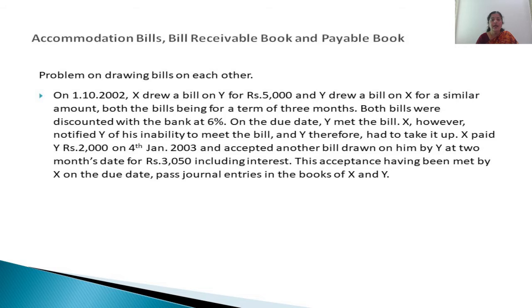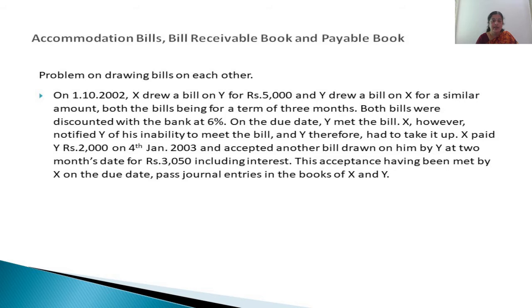But on the other hand, what happened to the other bill? X, however, notified Y because Y's bill is there. Y is the drawer of one more, the other bill for which X had given the acceptance. And after receiving acceptance from X, Y had discounted it with his banker. And Y's banker presented this to X on due date. What happened to that Y's bill? X, however, notified Y of his inability to meet the bill. X told Y that I am unable to meet your bill.